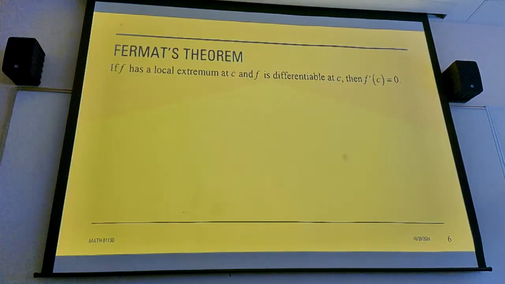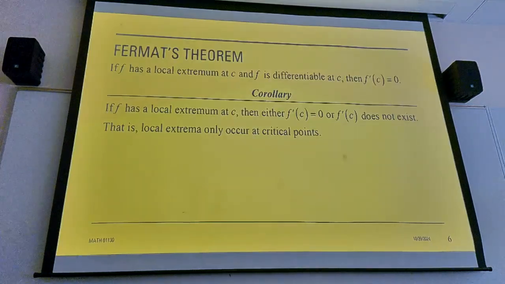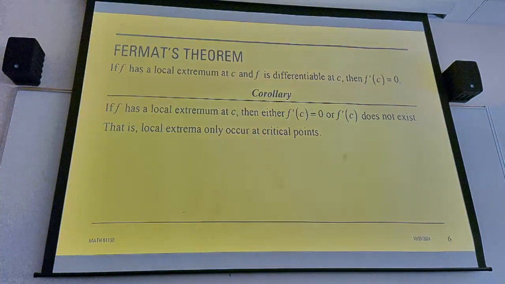As a corollary to this, if f has a local extremum at C, then either f prime of C is 0 or f prime of C does not exist. In other words, your extrema occur at critical points. This does not say that every critical point results in an extremum. It's just that an extremum will always be a critical point.